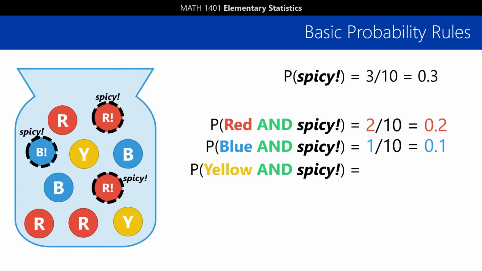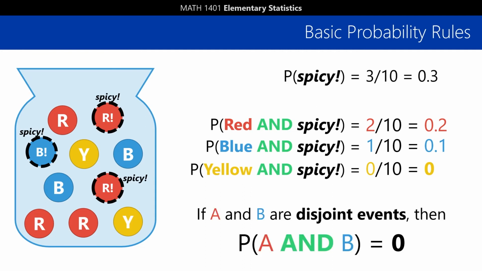What about yellow and spicy? Turns out there aren't any. It seems that being yellow and being spicy are disjoint events, since it's impossible, in this jar at least, to be both yellow and spicy. So the probability of a gumball being yellow and spicy is 0 out of 10. That's true for any two disjoint events. If A and B are disjoint events, then the probability of A and B is automatically 0, since they can't both happen at the same time.